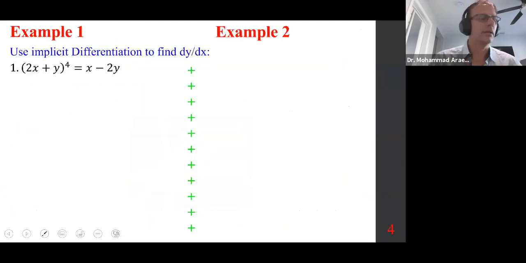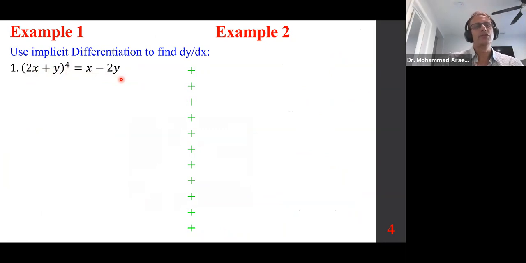All right, let's look at a couple of examples, starting with implicit differentiation. Remember, the idea behind implicit differentiation is that we work with the equation just the way it is. We don't have to solve for y. So let's differentiate implicitly as follows. 2x plus y to the power of 4 is x minus 2y.